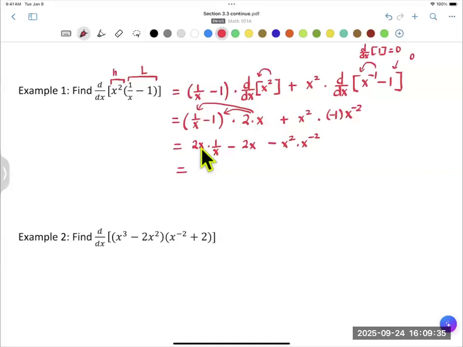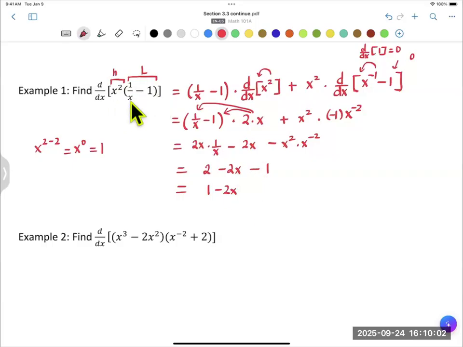So it looks like I can cancel out the x. We have 2 minus 2x minus x to the power 2 times x to the power negative 2, which is x to the power 2 minus 2, which is x to the power 0, and that is 1. So it's going to be 1. And 2 minus 1 is 1, minus 2x.